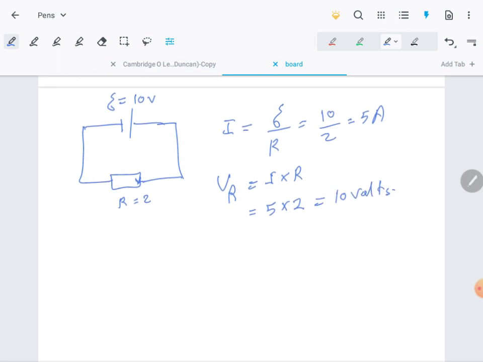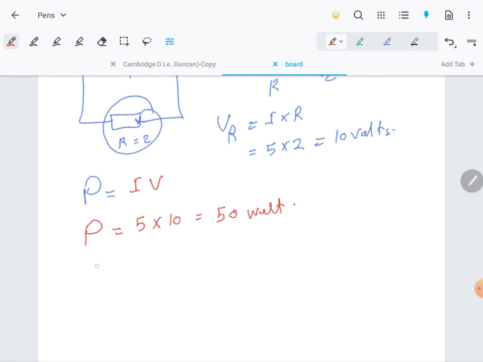Okay? If you want to find the power dissipated through this resistor, you can use the formula P equals IV. So P equals I, which is 5, multiplied by the voltage across this resistor, which is 10. So the power is 50 watts. Now, what is the energy dissipated? Energy dissipated is PT. P is 50, and the time.